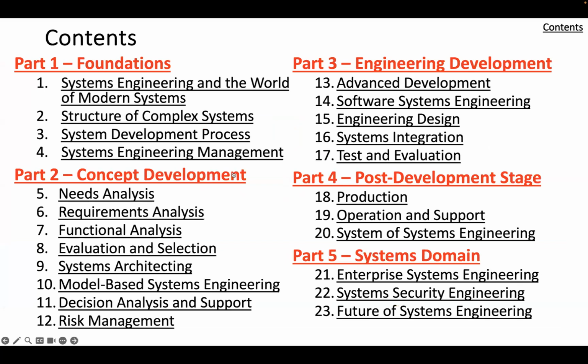And so just to give context, we have gone through a couple of sections of foundations of what systems engineering is all about. We talked about the front-end development with concept development. Then we're slowly working through the engineering development. And so this is going to be the fourth of 5 lectures that we'll have on the engineering development.